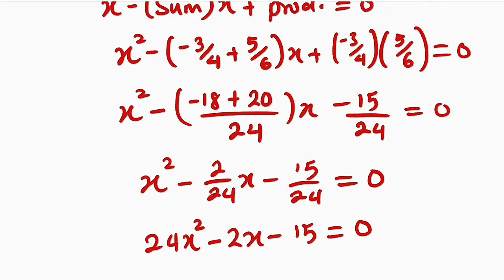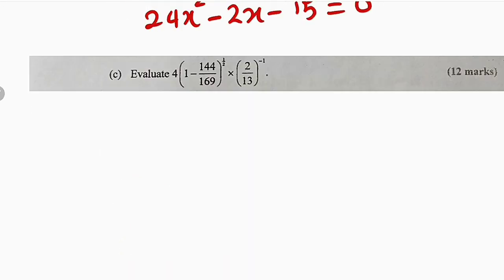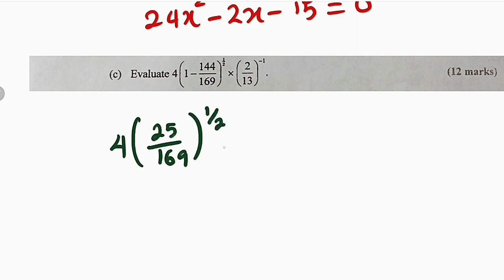So now let us take the last question under question number 7. So the C part, we are asked to evaluate this numerical expression. Let me rewrite it. This is 4 multiplied by, if you simplify this, it is the same thing as 169 times 1, which is still 169, minus 144, which is 25, divided by 169, raised to the power of 1 over 2. Multiplied by, since we have negative 1 here, we can take reciprocal of this and neglect the exponent, right?